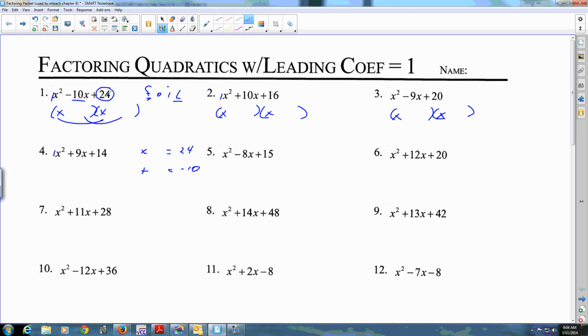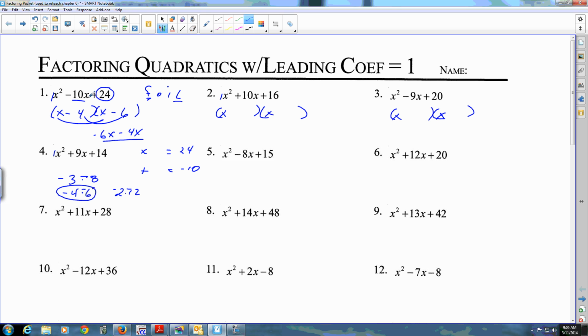Now you have multiple options for things that'll give you 24, like 3 and 8, 4 and 6, 2 and 12, things like that. Now also recognize that they're multiplying to positive, but I'm telling you they're adding to negative. So that's the clue that both of the numbers are negative, because then they're going to multiply to positive 24, but add to -10. And notice right here, here's the combination that does it.